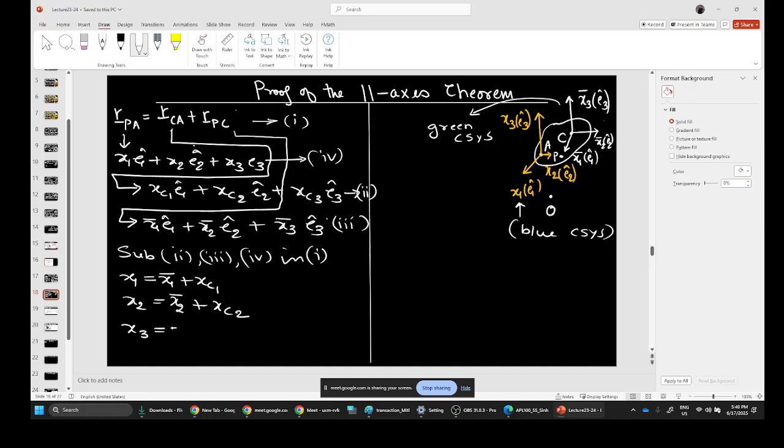I'm skipping a few steps, but it's not difficult. You just have to substitute and match the coefficients of E1 on both sides. That will give you this. Match the coefficients of E2 on both sides. That gives us this. Match the coefficients of E3 on both sides. You get this. Now let me write I_A11. I_A11 by definition is this.